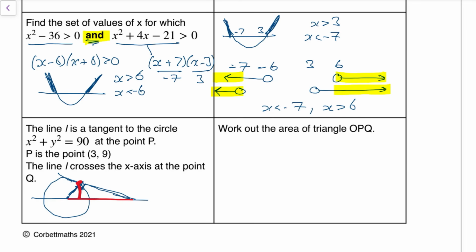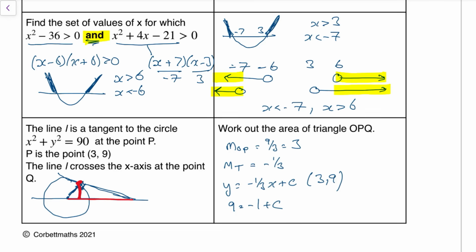Let's start by working out the equation of the tangent. So the gradient of the radius, a pretty standard thing, we've done this a few times now, is going to be 9 over 3, which is 3. Which means the gradient of the tangent is going to be minus a third, which means the equation of my tangent is y is equal to minus a third x plus c, where I'm going to use the point (3, 9). So therefore 9 is equal to minus a third times 3, which is minus 1 plus c, which means that c is equal to 10. So the equation, let's slow down a second, the equation of my tangent is y equals minus a third x plus 10.